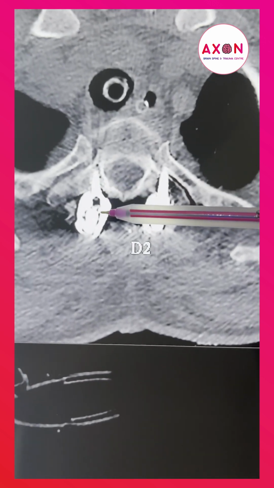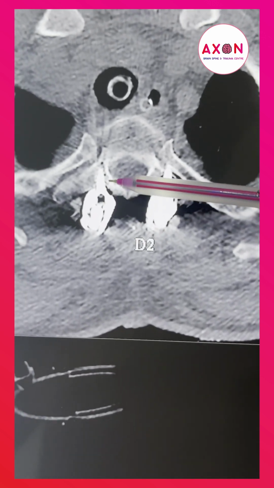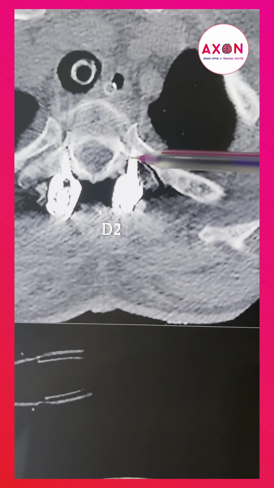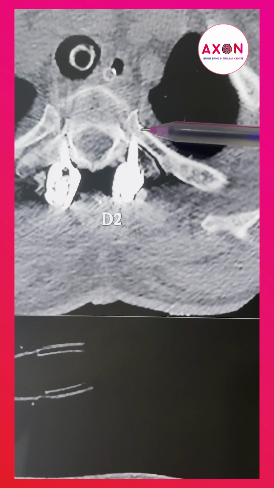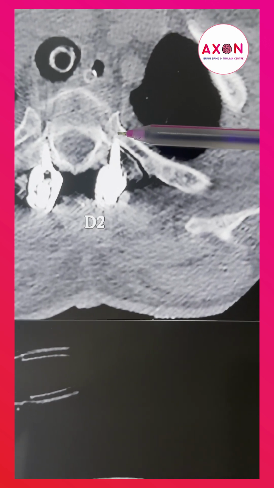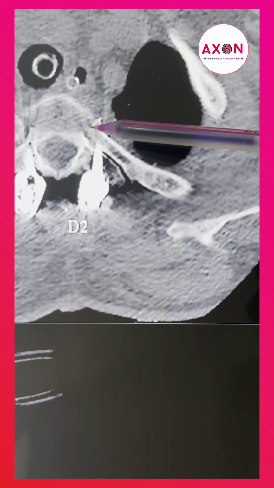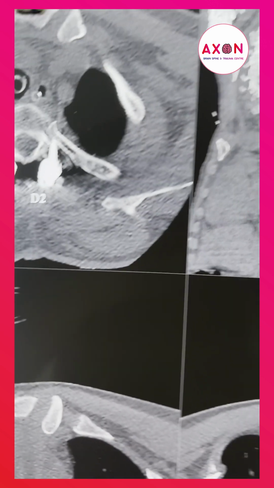And this is a D2 axial image. You can see the D2 right side screw is going through the pedicle into the vertebral body. On the left side, it's going through the pedicle but slightly off. It was not going through the vertebral body. So I reinserted the screw and again put it into the pedicle. So it has good mechanical strength now. Thank you very much.